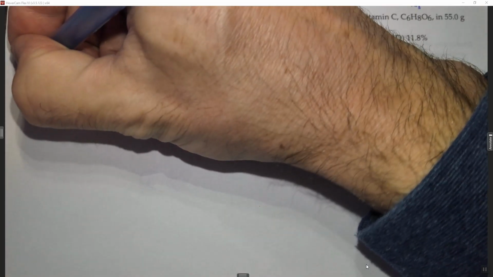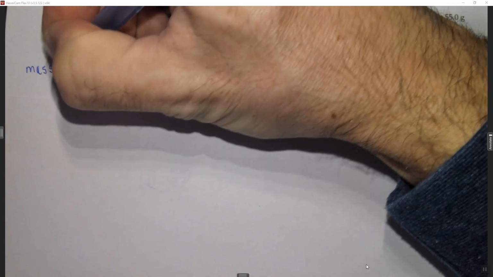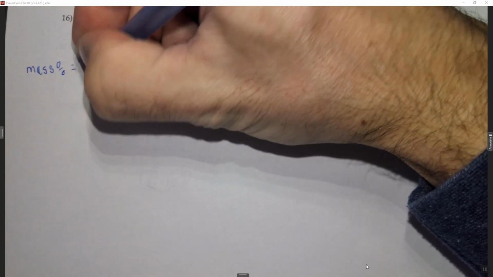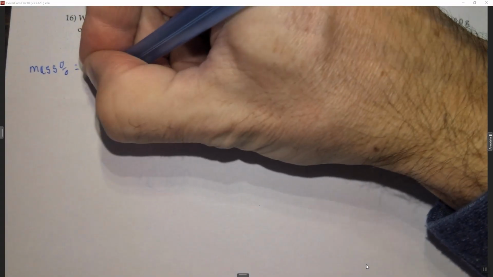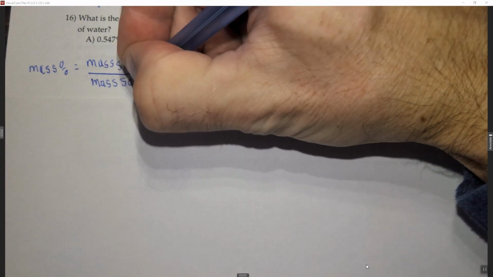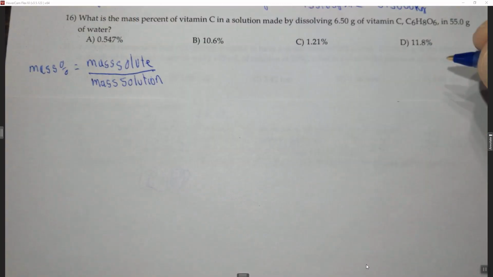All right, number 16. These questions could be a little tricky. It says, what is the mass percent of vitamin C in a solution made by dissolving 6.50 grams of vitamin C in 55 grams of water? So mass percent, or any percentage, is the part divided by the whole times 100. Specifically for mass percent in a solution, the mass percent equals the mass of the solute, in this case vitamin C, divided by the mass of the solution, and because it's a percentage, we need to multiply that by 100.